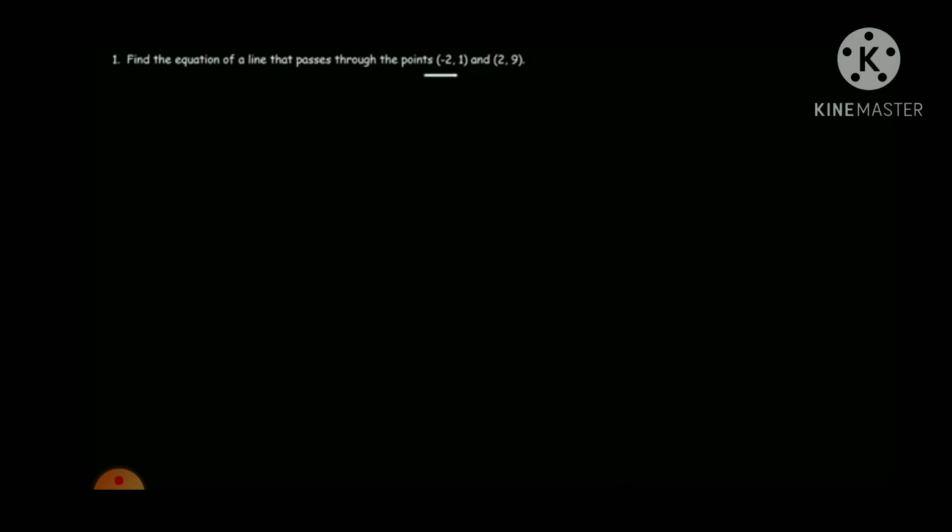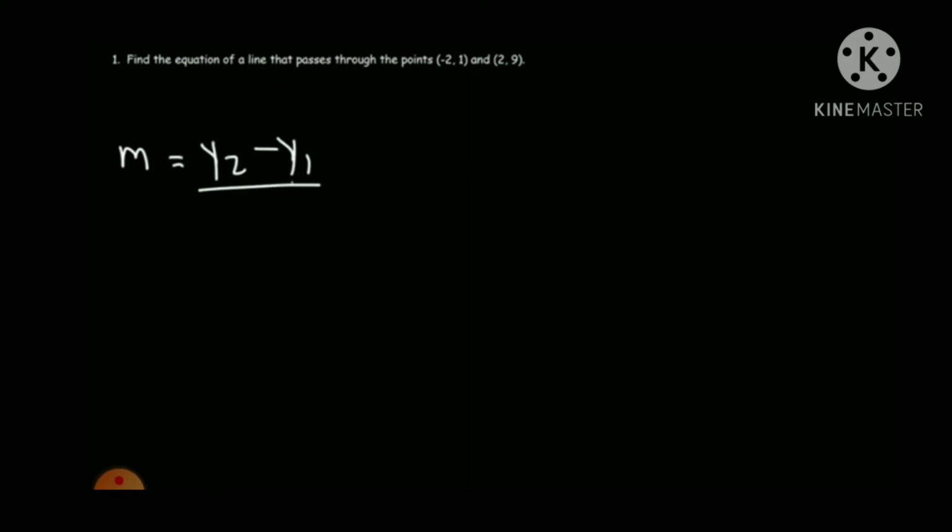So we're given 2 points, negative 2 comma 1 and 2 comma 9. How can we use these 2 points to find the equation of the line that contains them? The first thing we want to do is calculate the slope using those 2 points.